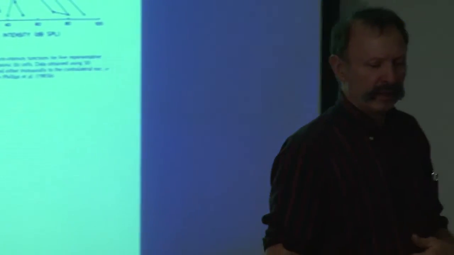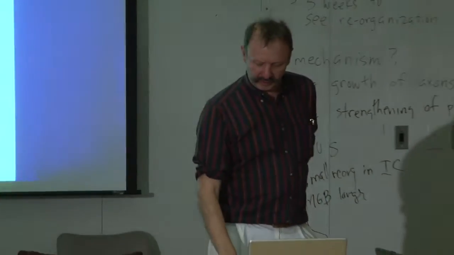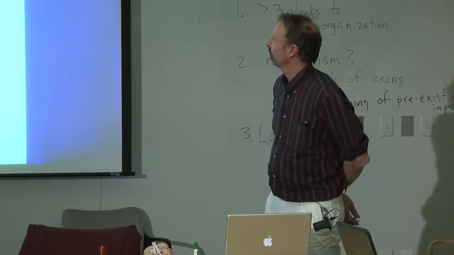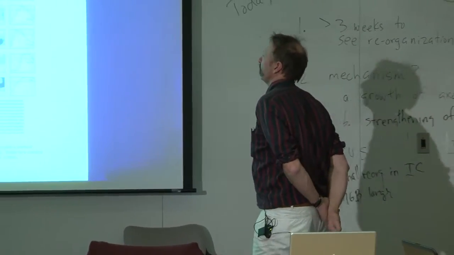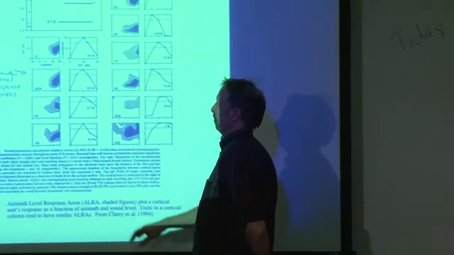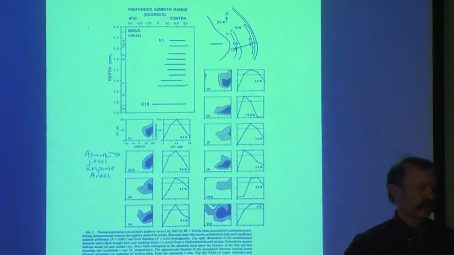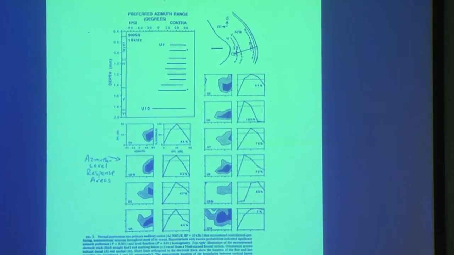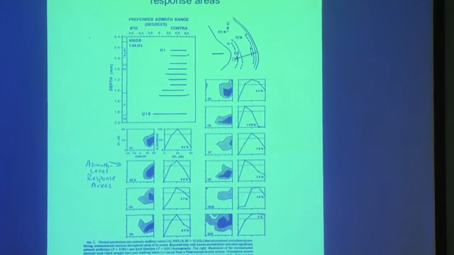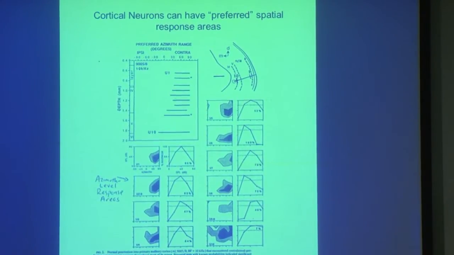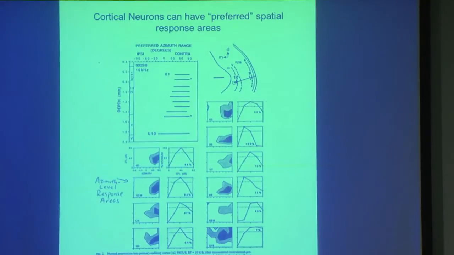Now, I kind of brought that up because people have looked at that in terms of coding for preferred areas of space where the neuron's response is maximal. And these are some data from Clarey et al. on azimuth level response areas for cortical neurons. So what does that mean?